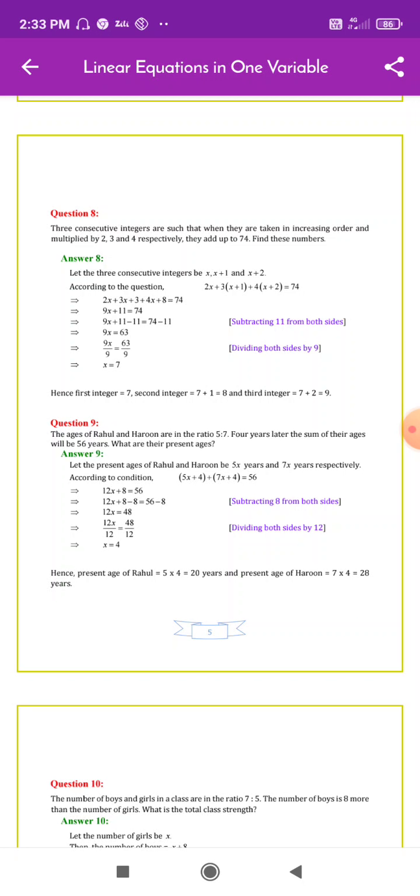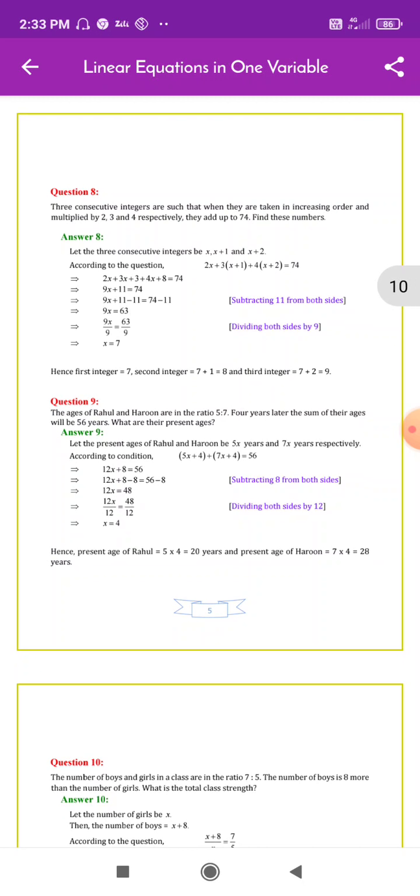So just see according to the question, 2x plus 3 into x plus 1 plus 4 into x plus 2 equals 74. It is given that if it is in increasing order and multiplied by 2, 3, 4, that's why we are multiplying x with 2, x plus 1 with 3 and x plus 2 with 4. Okay, we'll get the answer 74. That is the sum given in the question. We have to add up, then we have to put the numbers. That is, we have to just multiply inside the brackets.